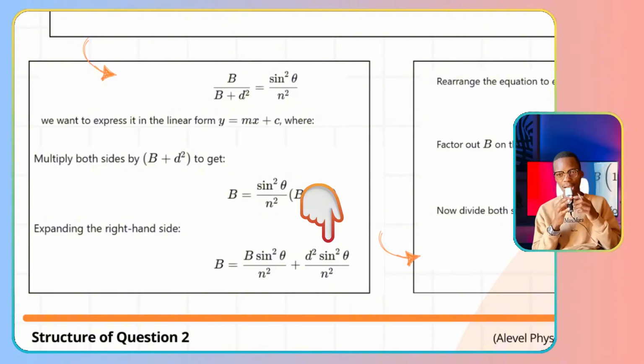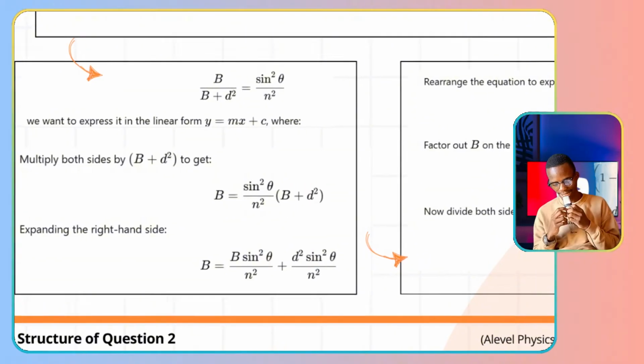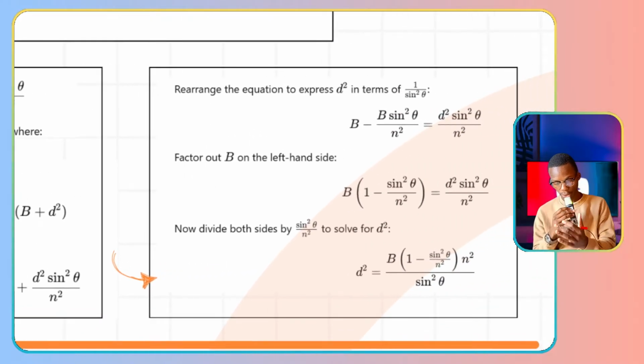You can see now I'm trying to have one expression where d squared is left alone on one side. So I'm going to rearrange the equation to express d squared in terms of 1 over sine squared theta. Just take whatever is on the right hand side, transfer it to the other side of the equation, and make sure that everything makes sense.